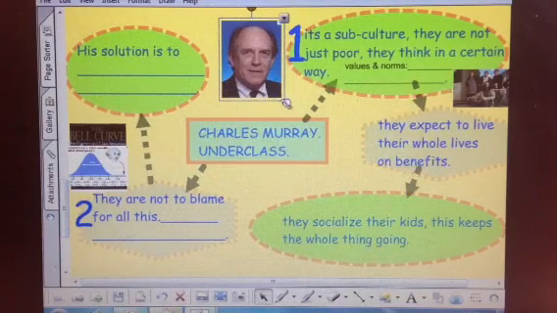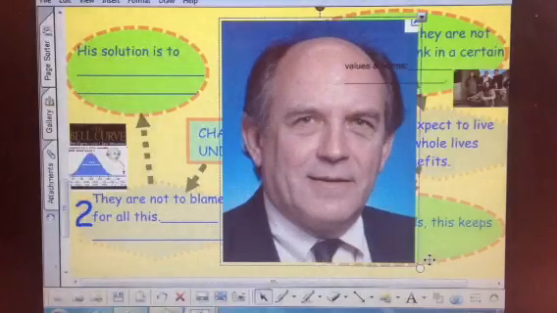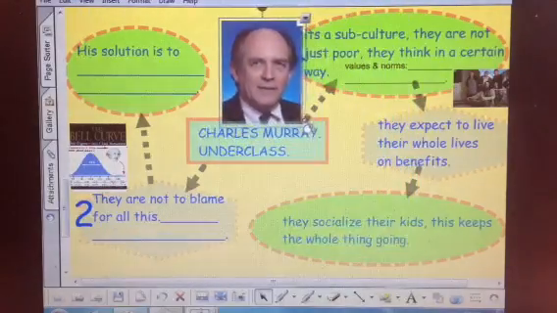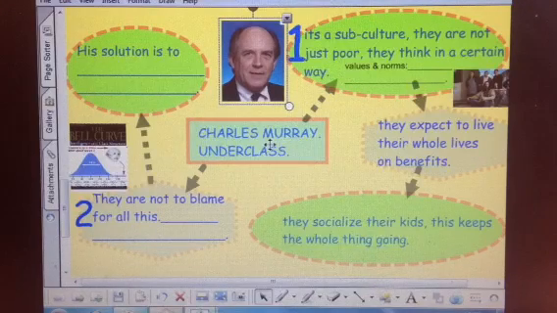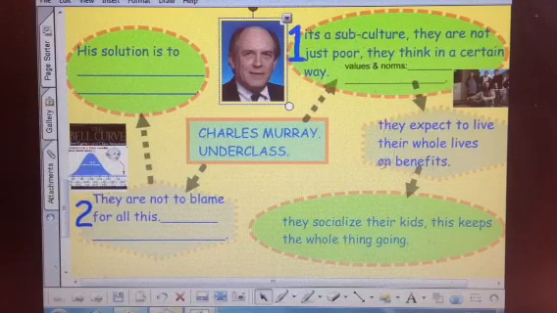This bloke is called Charles Murray. He's the inventor, if you like, of the term underclass. Inventor's the wrong word, he came up with it first. He said, you know what? It's not just that they are poor, it's a subculture. They think in a certain way. They have their own norms and values.